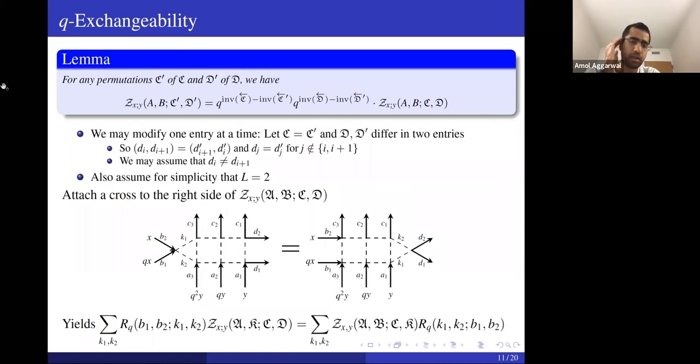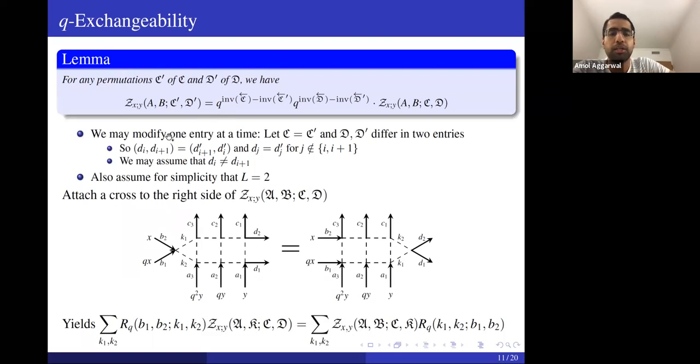So just to remind you, the statement is that if I permute these entries of C and these entries of D, then I only change Z up to an overall factor of q, given by the difference in the number of inversions. Okay, so I can prove this by permuting one pair of entries at a time, right? I can get to any permutation of C and any permutation of D by just permuting one pair of entries at a time.